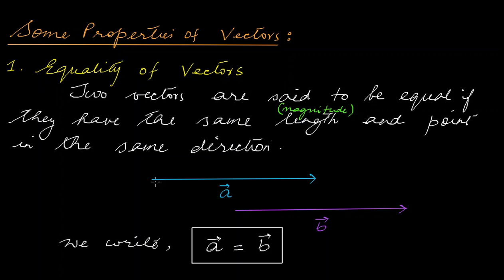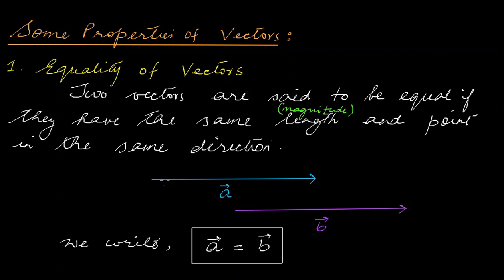Here I've drawn two vectors, two lines out here also. You can see this blue line and this purple line out here, right? They are both pointing towards the right side. This is a vector A bar and this line is a vector B bar.